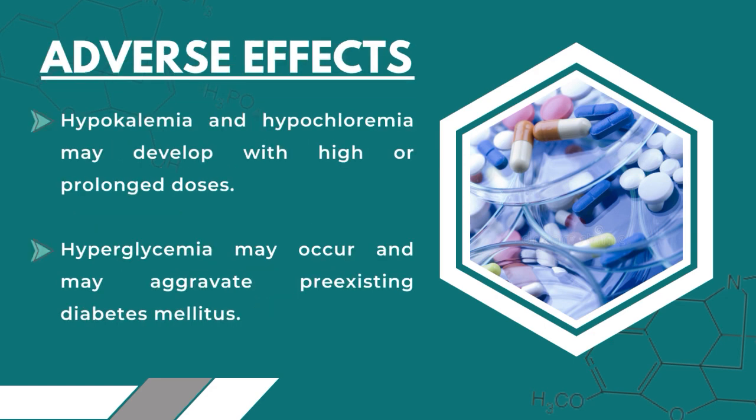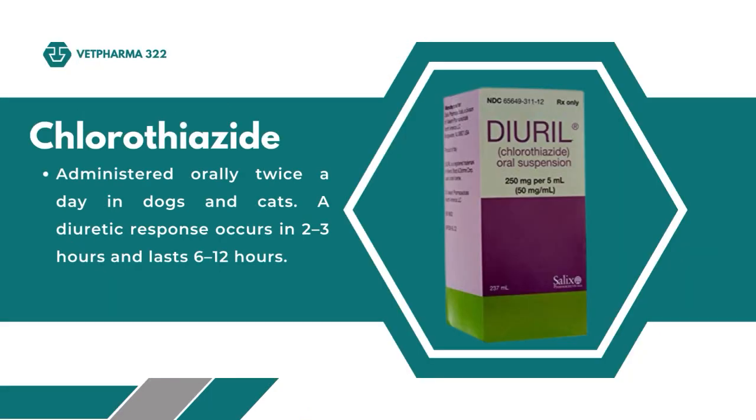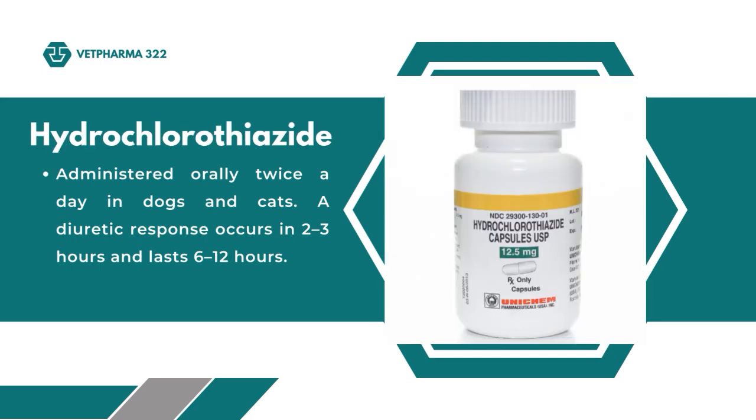The adverse effects of thiazide diuretics include hypokalemia and hypochloremia. Hypokalemia and hypochloremia may develop with high or prolonged doses. Hyperglycemia may also occur and may aggravate pre-existing diabetes mellitus. Chlorothiazide is administered orally twice a day in dogs and cats. A diuretic response occurs in 2 to 3 hours and lasts 6 to 12 hours. Hydrochlorothiazide is administered orally twice a day in dogs and cats, with the same diuretic response of 2 to 3 hours onset and 6 to 12 hours duration.